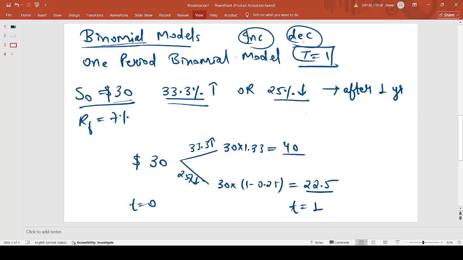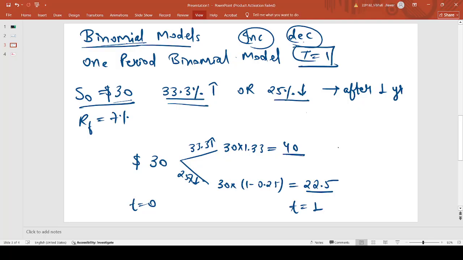Paying attention here, 33.3% the price can rise. So 30 into 1.33, it will become around $40 after 1 year. If the stock price goes down, it will be 30 into 1 minus 0.25 because it will go down by 25%. It will become 22.5 after 1 year. These two scenarios are there.